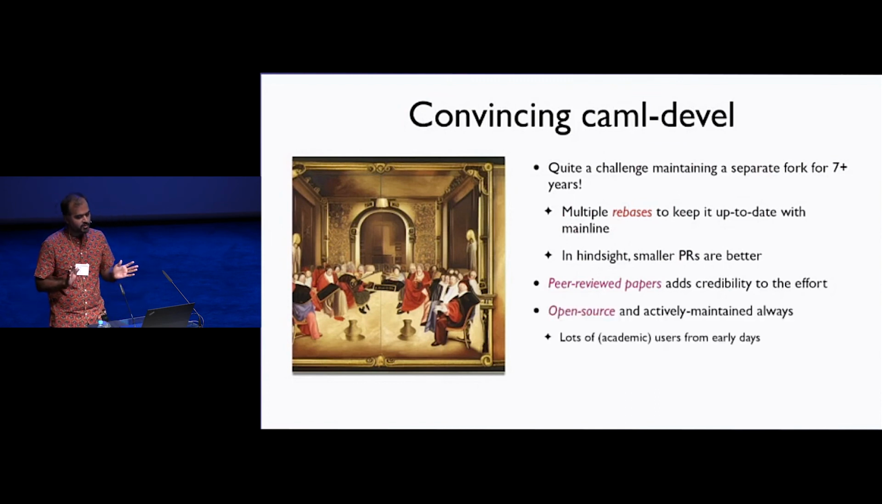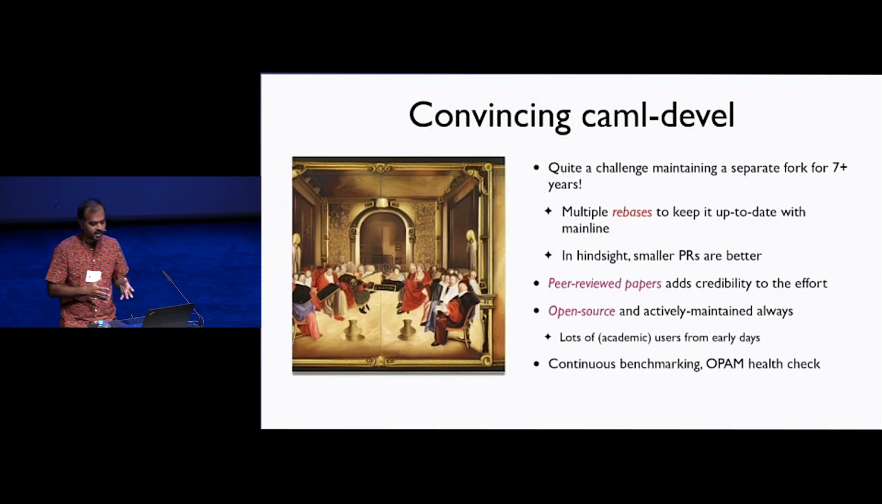Our project has always been open source and actively maintained. Surprisingly, there has been a lot of academic users from our early days, and having users helps convince the OCaml developers that this feature should be added. And we did build tools like continuous benchmarking and OPAM health check in order to allay the fears that when this feature is deployed in the wild, then due to some unrelated reason, a sequential program breaks. Right?